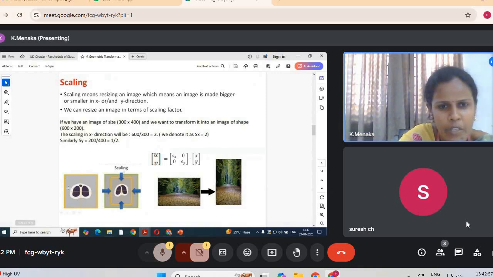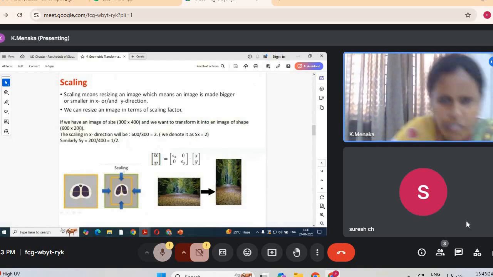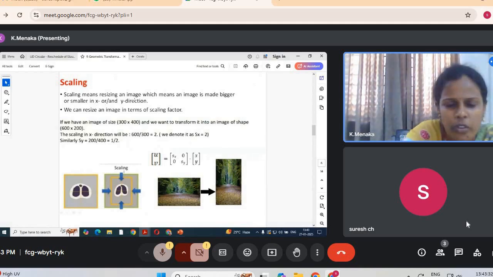For example, you take this image. We have taken an image of size 300 cross 400 and we want to transform it to 600 cross 200. How does it happen? That is called scaling. Scaling is nothing but resizing the image in either the x direction or the y direction, either longitudinally or latitudinally, horizontally or vertically.